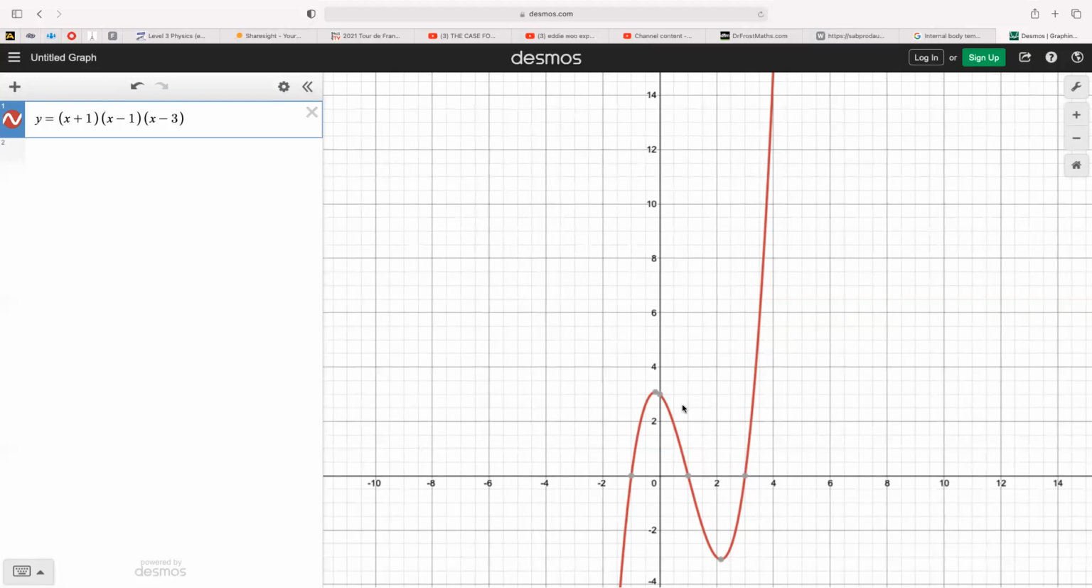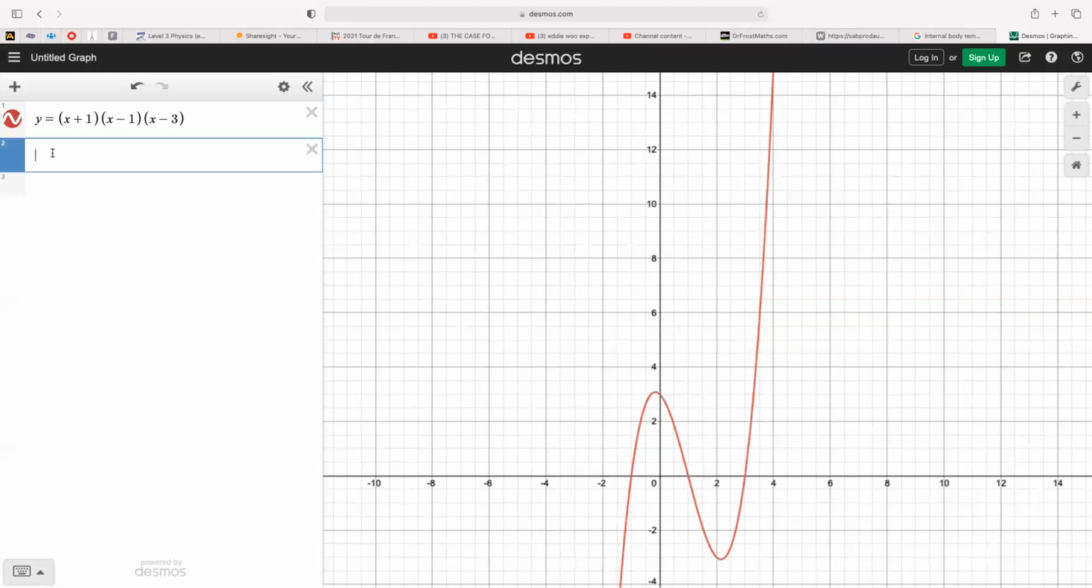And you can see the y-intercept is up here. So you can look at that and you can see that the y-intercept is 3. And the reason for that is that we just multiply these numbers together. So remember, the y-intercept occurs when x is equal to 0. So I get 1 times -1 times -3. And that gives me +3.